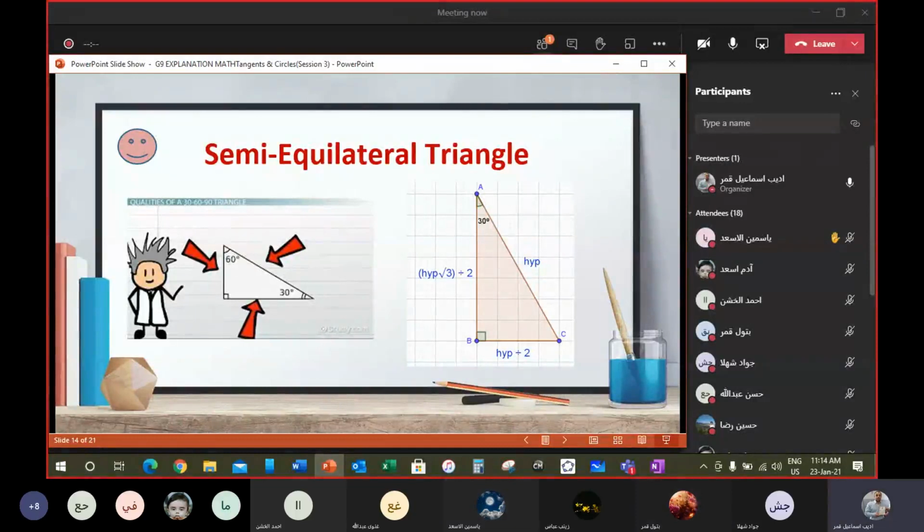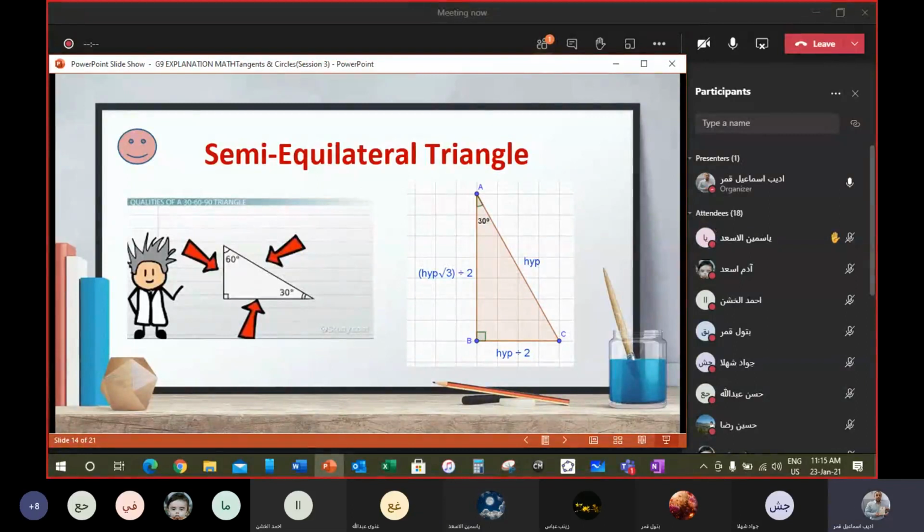In a semi-equilateral triangle, the side opposite to angle 60 degrees is equal to hypotenuse times radical 3 over 2. Okay? سجلناهم؟ أوكي. خلصنا؟ طيب.